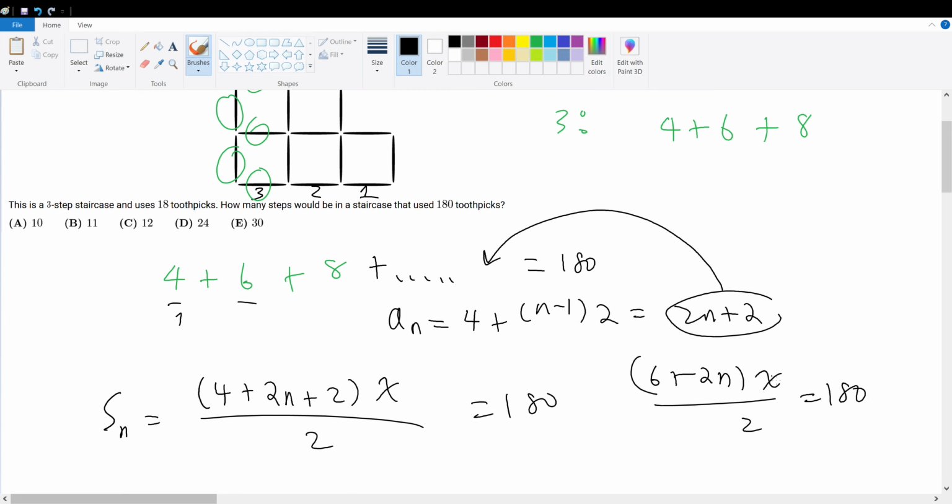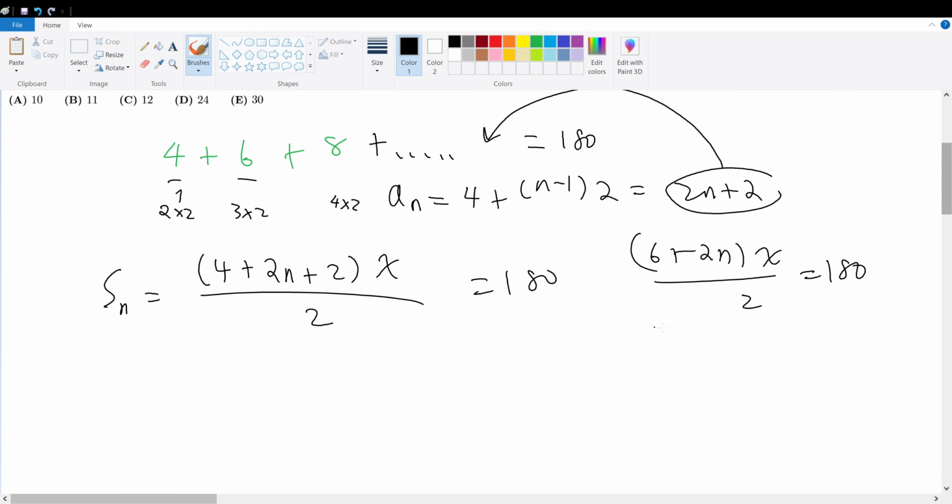But is there a better way to determine the term number? Well, this is 2. That's 2 times 2. That's 3 times 2. That's 4 times 2. So there isn't a good way. Well, let's just leave it for now. Let's divide by 2 here and simplify. So that's 3 plus n times x is equal to 180.